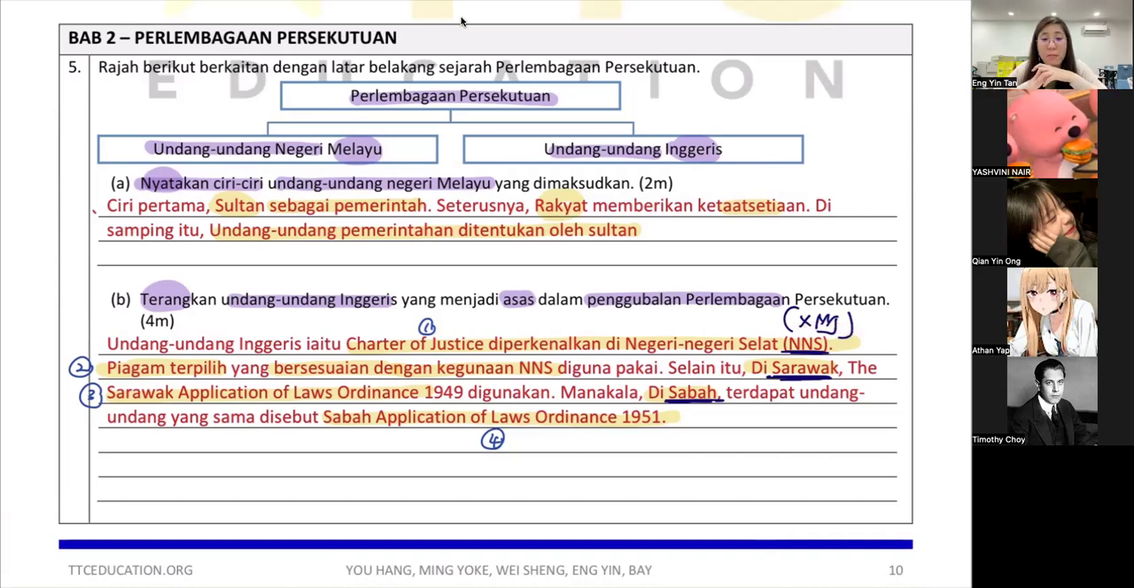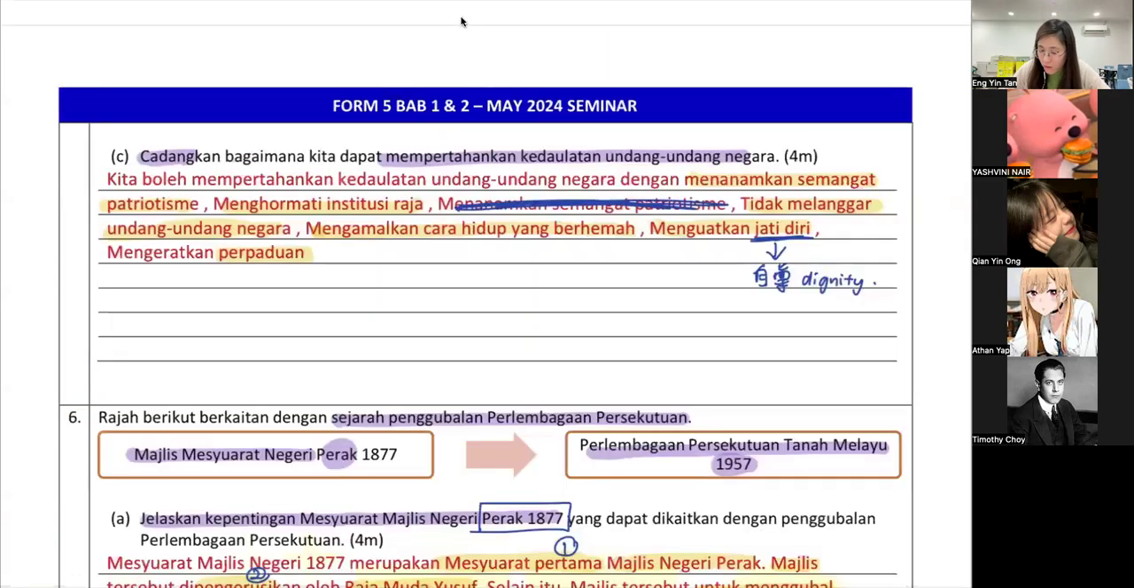Sarawak Application of Law Ordinance. Sabah Application of Law Ordinance. Get the idea? Again, they will choose the relevant ones, not every single thing they apply. Easy, okay.